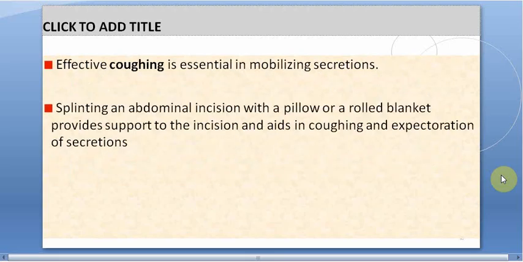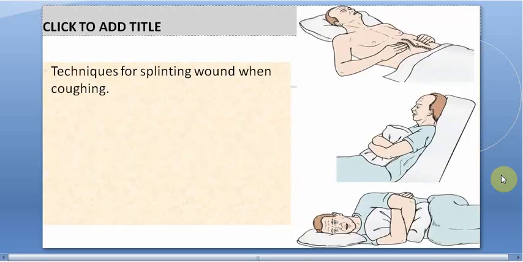Next, effective coughing exercises have to be done. There are a lot of coughing exercises, I will teach about them later. These coughing exercises will help to reduce or remove the secretions. Always advise the patient to splint the surgical site while coughing. For example, here you can see in the figure, you have to hold the hand. You can hold a pillow also against the surgical site while coughing, so that there is no increase in abdominal pressure.